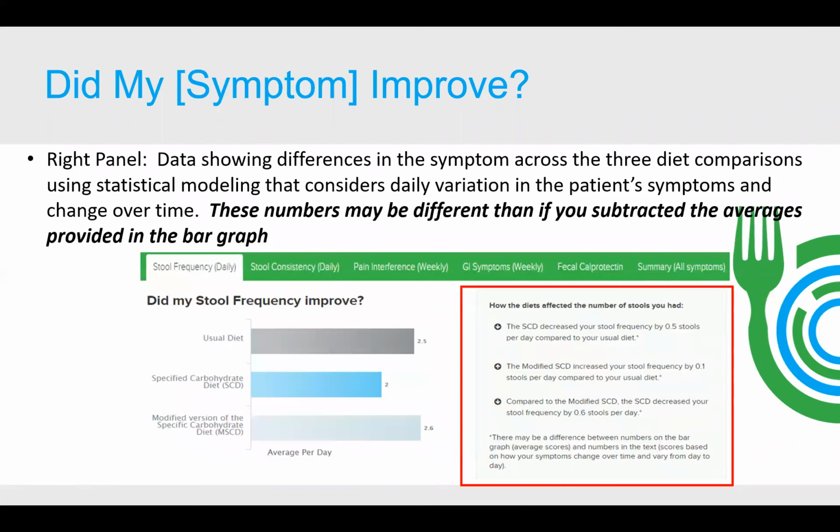And the reason they can be different is because they're generated using modeling that is looking at daily variation in the patient's symptoms and change over time. And again, it's going to talk about those 3 different comparisons that are of interest to our patients. So 1 is the SCD compared to the usual diet. 2 is the modified SCD compared to the usual diet. And then the third comparison of interest is the modified SCD compared to the SCD.